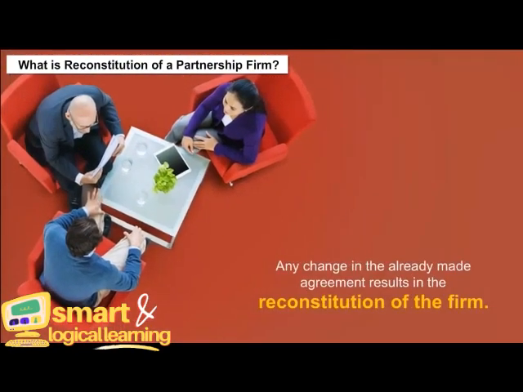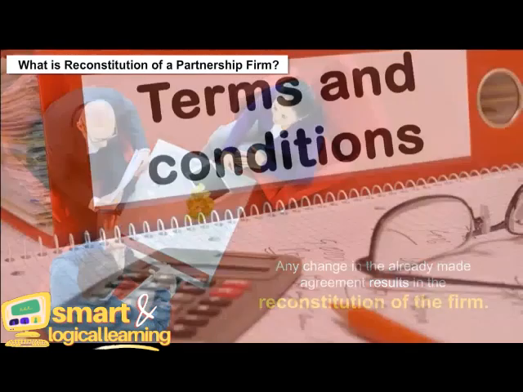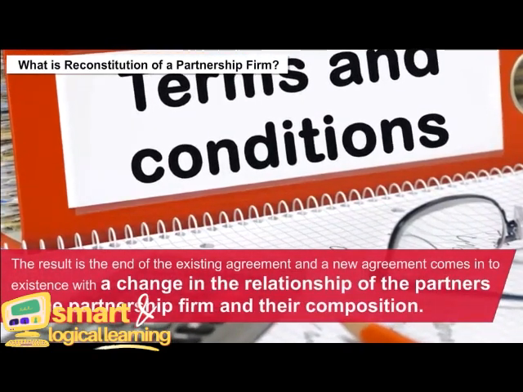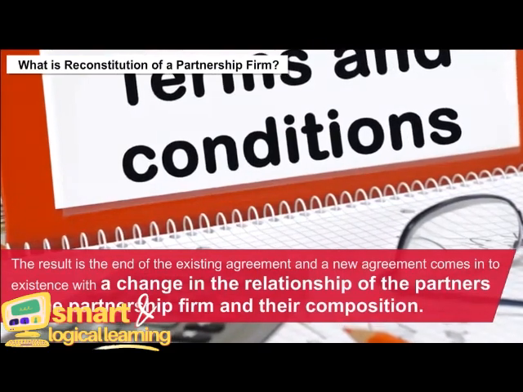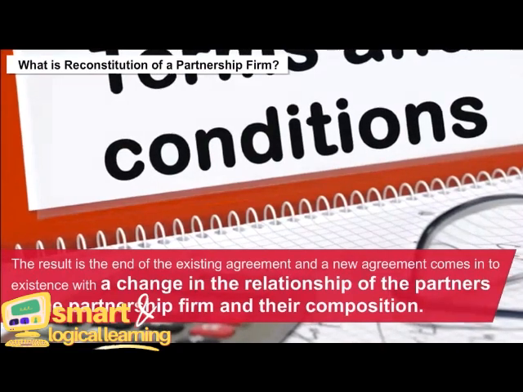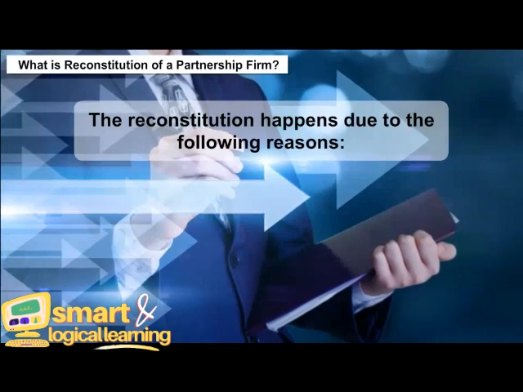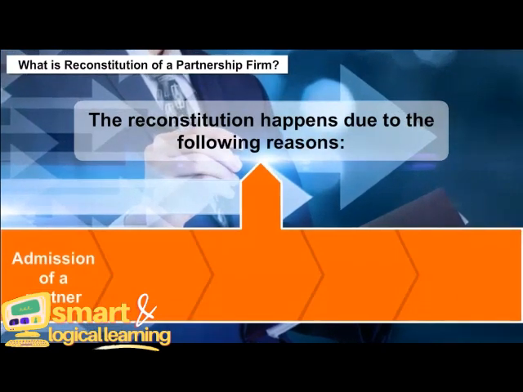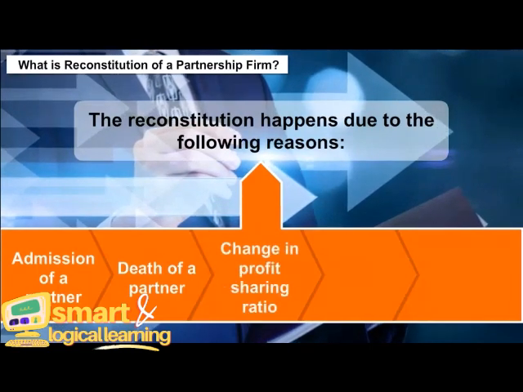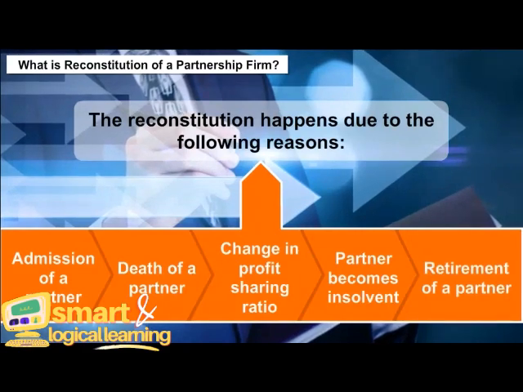Any change in the already made agreement results in the reconstitution of the firm. The result is the end of the existing agreement and a new agreement comes into existence with the change in the relationship of the partners of the partnership firm and their composition. The reconstitution happens due to the following reasons like admission of a partner, death of a partner, change in profit sharing ratio, a partner becomes insolvent or retirement of a partner, etc.